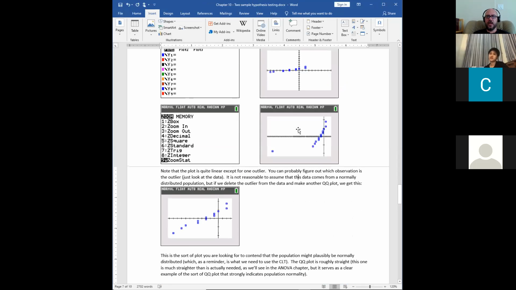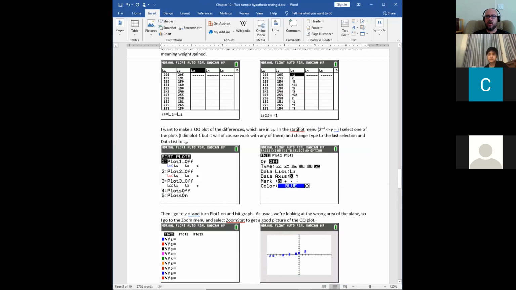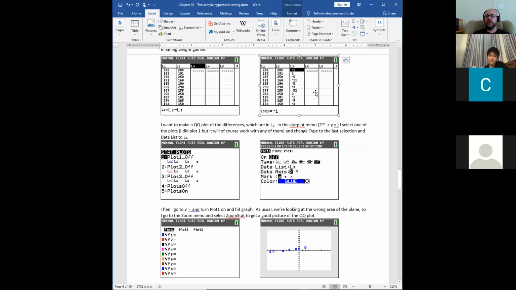If we look at the data here, it's pretty obvious which one the outlier is. It's this guy who lost 52 pounds. Of all of the combined total weight loss, he had like half of it. Like half of the weight was lost by this one guy. And so the question is, should we leave that in or take it out?